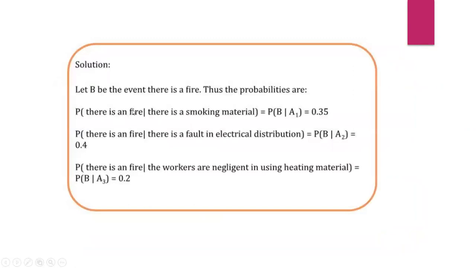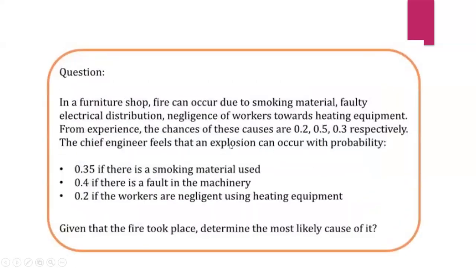So now the fire accident happened. So the probability that there is a fire, given that there is a smoking material, given that there is a fault in electrical distribution, given that the workers are negligent. Clear with that? So what is this? There is a fire. This is basically the probability of B. You can see in the question that it is given the fire took place, right?